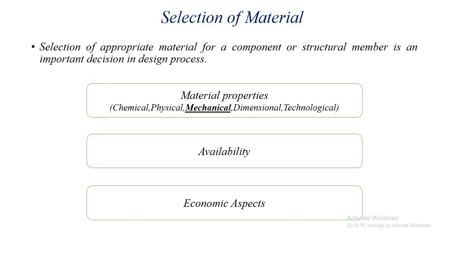As a design engineer, you should consider the following points, that is, study of material properties, availability of raw material and economic aspects. The study of material properties include the study of chemical, physical, mechanical, dimensional and technological properties. Availability. It is an important factor in the selection of the raw material because the material should be readily available, especially in large quantities. Cast iron and aluminum alloys are always available in large quantities and there is a shortage of lead and copper alloys.